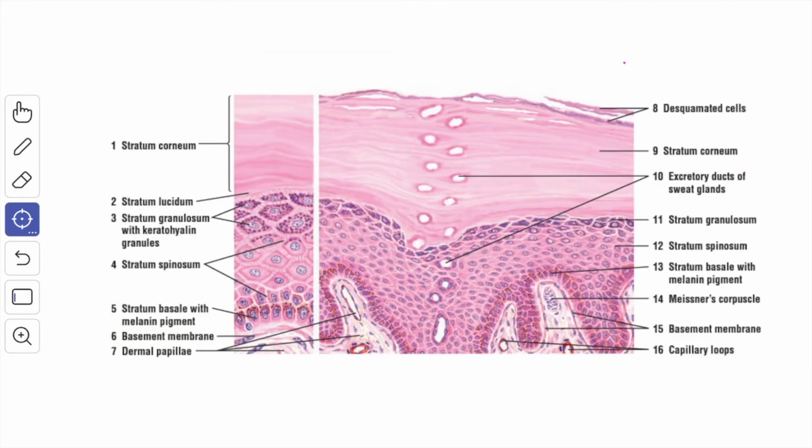Next we'll see about the cells of the epidermis. The epidermis consists of two types of cells. One is keratinocytes, the other is non-keratinocytes, which include the melanocyte, the dendritic cells of Langerhans and the cells of Merkel. First we'll see about the keratinocyte. The keratinocytes are the predominant cell types of the epidermis.